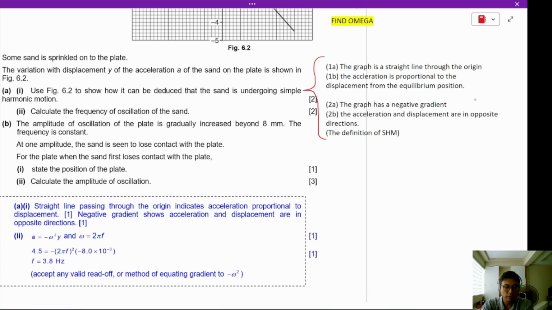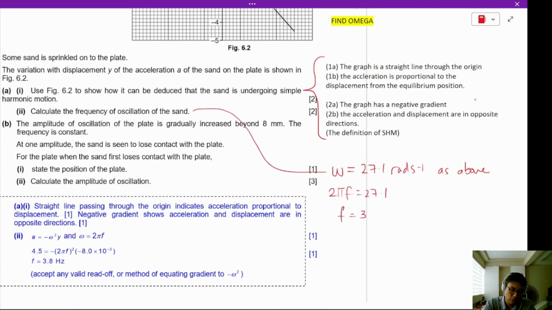Now calculate the frequency of the sand. The frequency of the sand is easily done because we have omega is equal to 27.1 radians per second as above. Okay, as above. Right, so then we can find omega. The frequency is easily found over here. F is equal to 3.8 hertz.